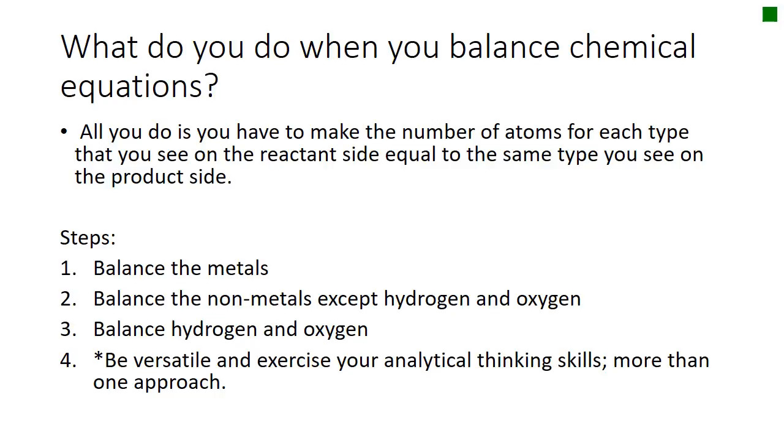So what do you do when you balance chemical equations? What you do is you have to make the number of atoms for each type that you see on the reactant side equal to what you see on the product side. Okay, and I put down some steps here, and I have some tips on the next slide. And I just want to say that balancing chemical equations is just like anything else. You get really good at it with more and more practice. So I encourage you to practice and practice and practice.